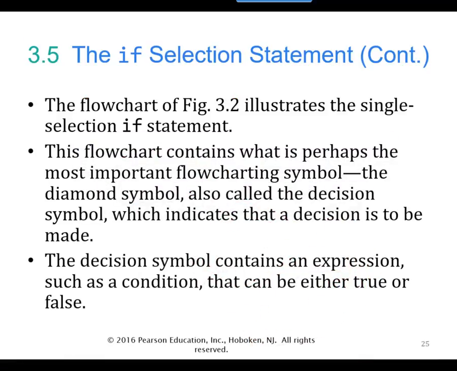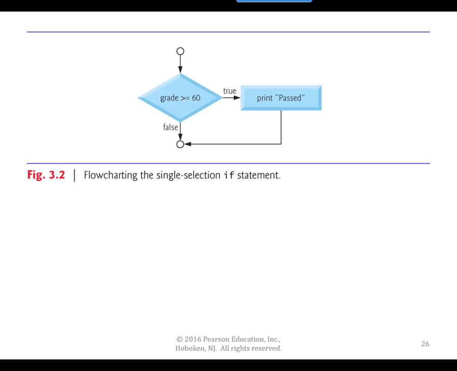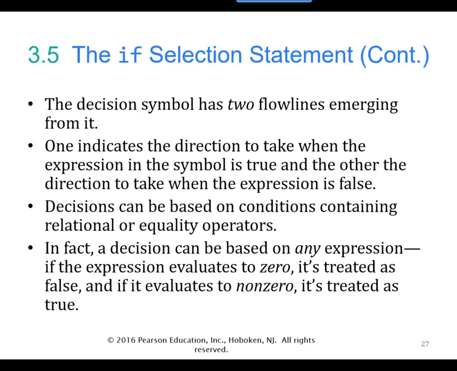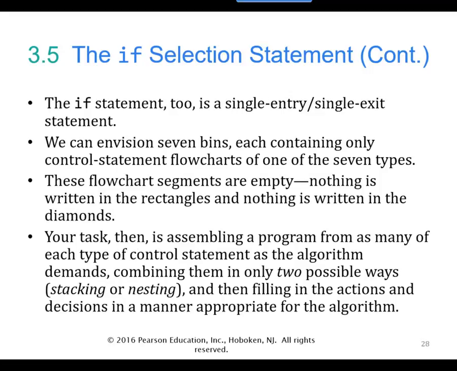Again, I'm not going to go through the flow chart. I'm not going to require it. Oh, I guess he did give it to me. So that's all that. The decision has two flow lines emerging from it. One is true and one is false. The if statement is a single entry, single exit. If we can envision seven bins each containing one of seven types, I'm not going to go through this one right here.